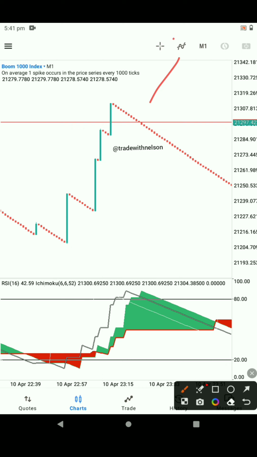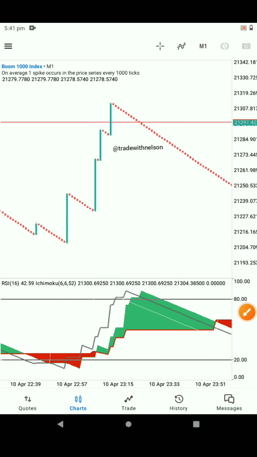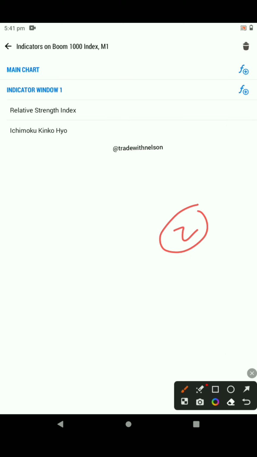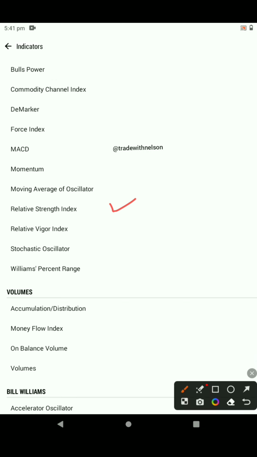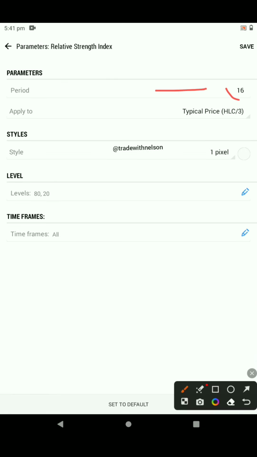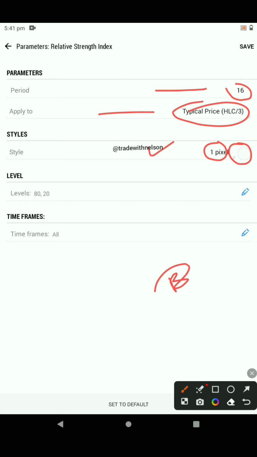So first thing you do is to click on this indicator icon over here. As said, I have just two indicators, RSI and the Ichimoku. To select the RSI, click on the F icon on the main chart. Scroll down a bit. This is Relative Strength Index. Click on that. Make your period to be 16. Apply to typical price, style, 1 pixel, and select the color of your background. If your background is black, you select black. If it is white, you select white.